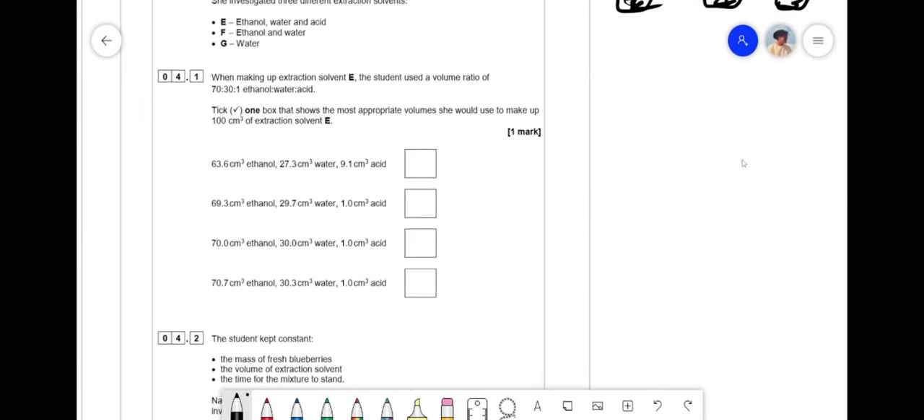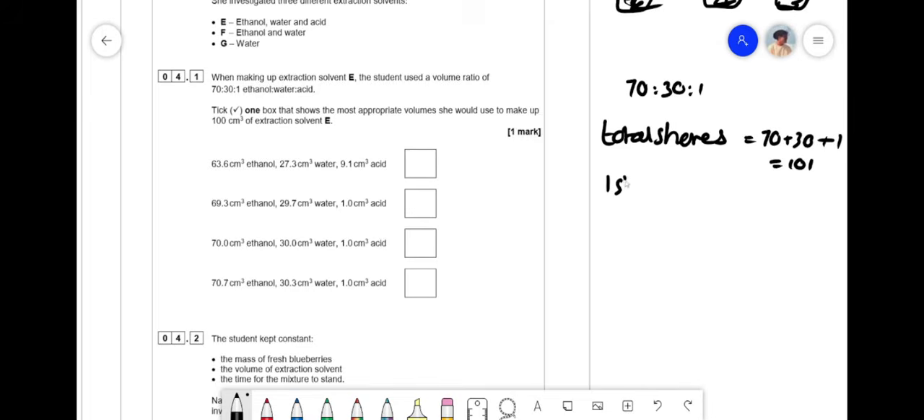So when making up the extraction solvent, they used a volume ratio of 70 to 30 to 1 of ethanol to water to acid. Tick one box that shows the most appropriate volumes to make up 100 centimeters cubed of this extraction solvent. So you just need to divide 100 into this proportion here. So when working with ratios, you want to work out the total shares, if that makes sense. So you're sharing 70 to 30 to 1. So the total shares is going to be 70 plus 30 plus 1, which is 101. Now you want to work out one share of the total. So that's going to be 100 divided by 101, which is like 0.99 and so on. Just save that in your calculator.